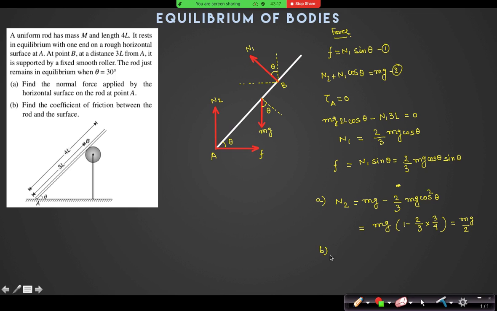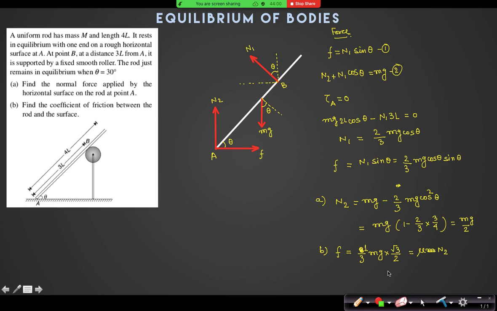And the next question asks for the friction coefficient. Friction force equals 2 by 3 mg into sin theta cos theta, and 2 sin theta cos theta is root 3 by 2. Equate that with mu into N2, because it is the maximum friction. It just remains in equilibrium, which means it is limiting friction. So it is mu into N2, and N2 is mg by 2.